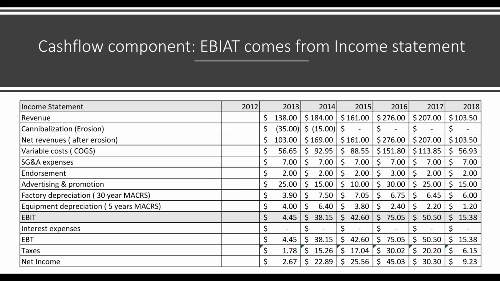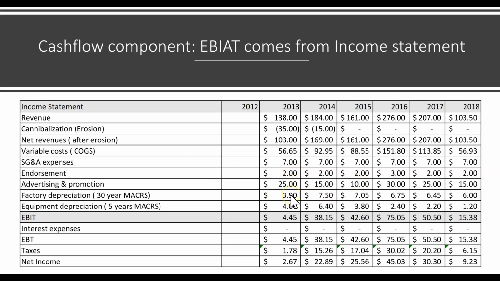So how do we come up with some of these pieces? EBIT will come from the income statement. So we'll have to create an income statement. And the income statement will start with the revenue. Again, that will be the price per sneaker times the quantity they are selling for each year. Cannibalization, obviously, will be a negative number. So you get the net revenue after that, which would be 138 subtract 35. Variable cost is going to be 55%, 0.55 of the net revenue. So it is 56.65 calculated. The percent provided to us is 0.55. From there we get the cost of goods sold, or the variable cost. SG&A provided is 7 million, endorsement 2 million, advertisement 25, 15, and so on.